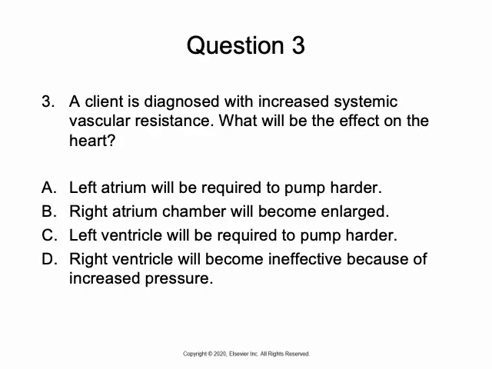It's time to test our knowledge. A patient is diagnosed with increased systemic vascular resistance. What will be the effect on the heart? A: The left atrium will be required to pump harder. B: The right atrium chamber will become enlarged. C: The left ventricle will be required to pump harder. D: The right ventricle will become ineffective because of increased pressure. Now's a good time to pause the presentation and look through your notes.